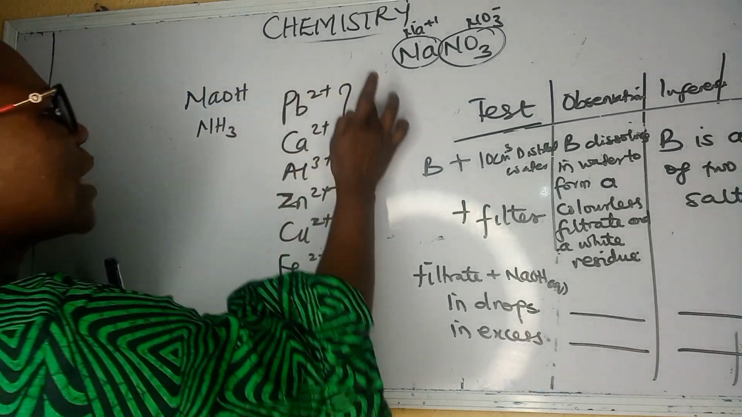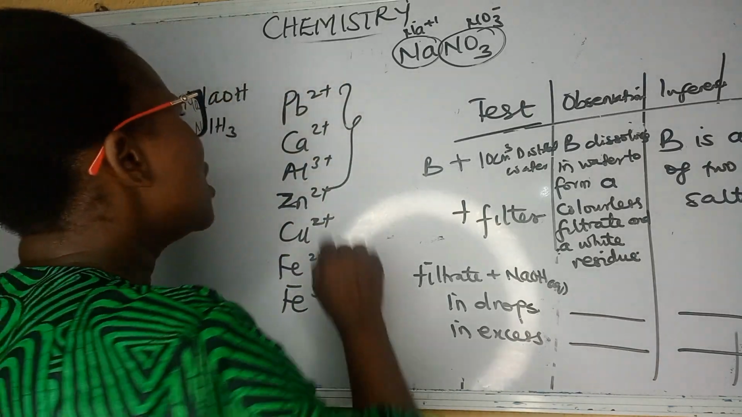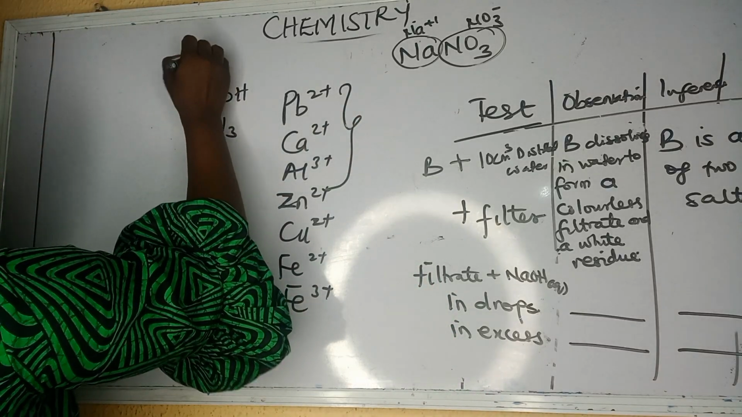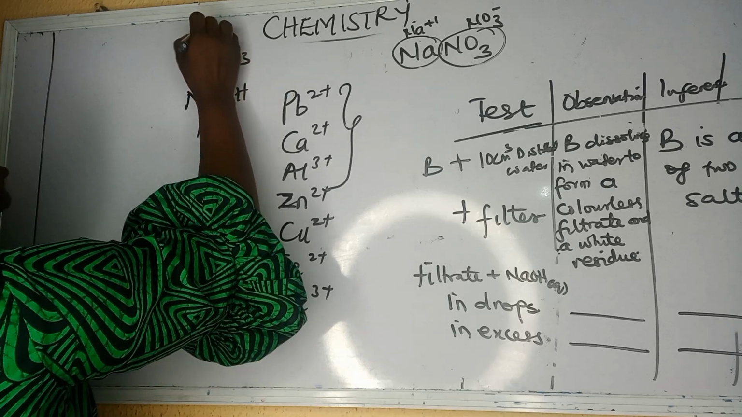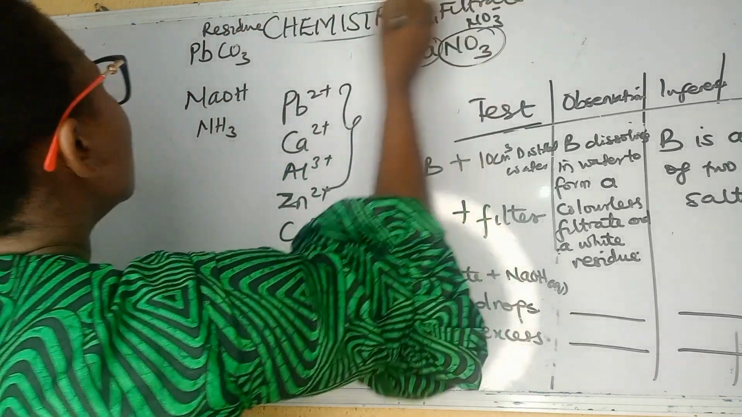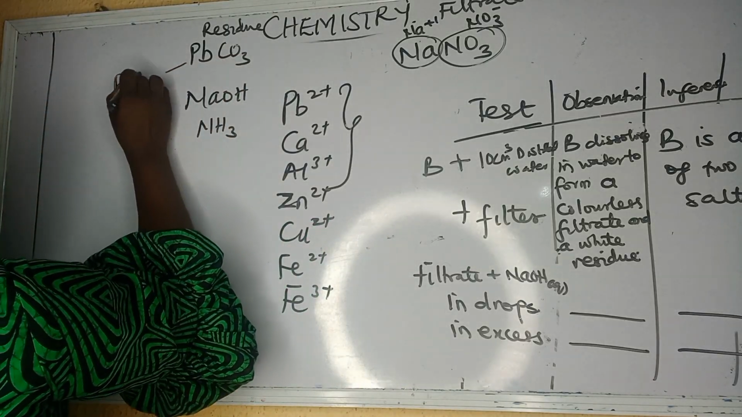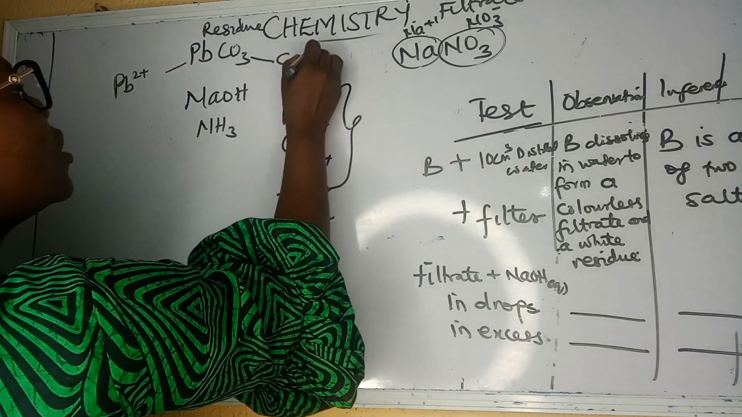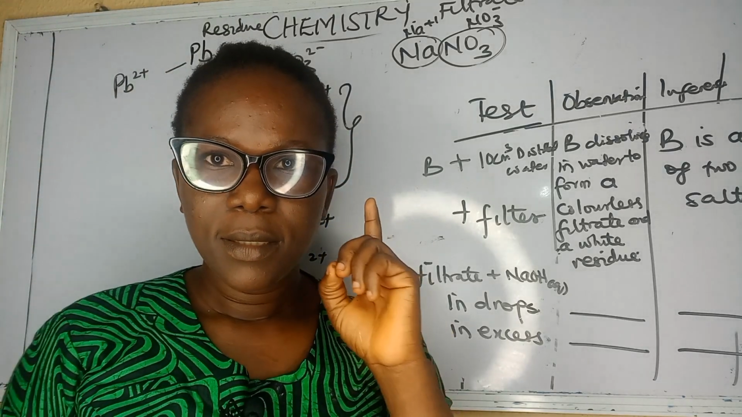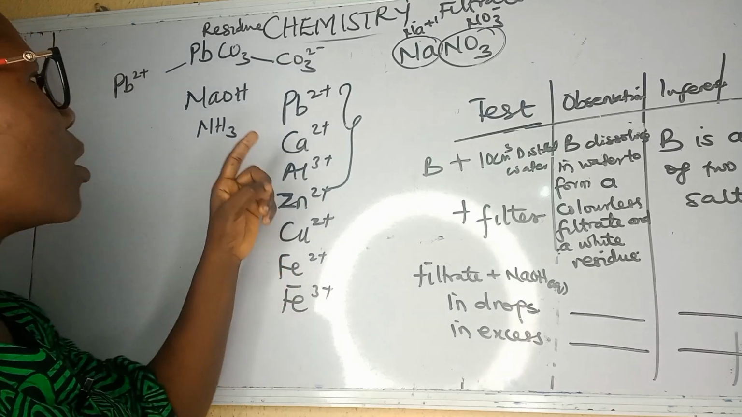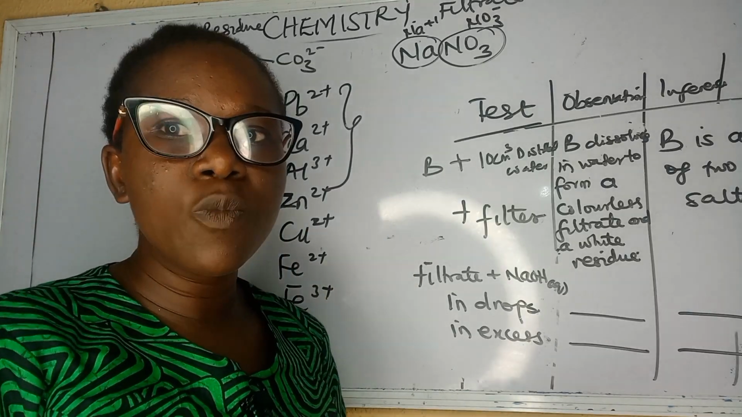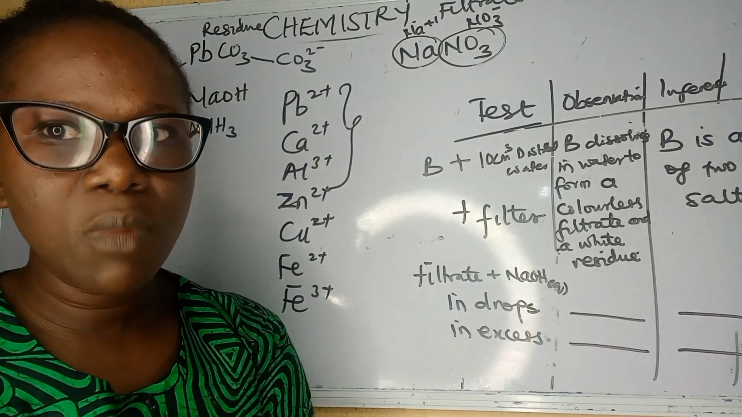Now, what are the color changes you will see? Let me tell you. If you are working with a compound that contains lead, take for instance, our residue is lead trioxocarbonate(IV). This is the residue, and this is the filtrate. So we are testing for lead, and we are testing for trioxocarbonate(IV). Lead usually gives a white powdery precipitate when you add sodium hydroxide in drops or in excess, and it will be soluble in excess sodium hydroxide.